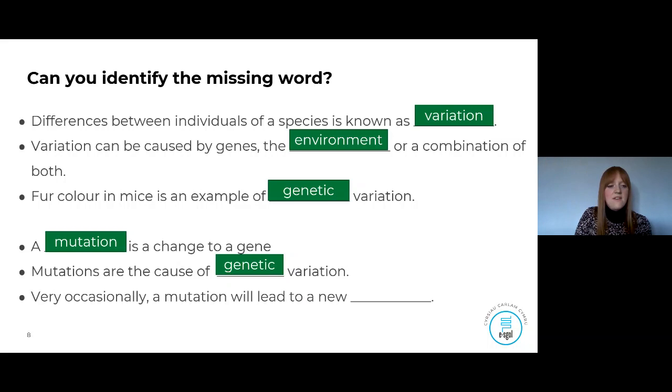And the last one then, very occasionally, a mutation will lead to a new what? What was that keyword that we just used? Remember, we were talking about a visible characteristic, like the peppered moth, light and dark. What do we call it? A phenotype. Okay. All right, if you didn't have a chance to go through those after the session, then you can have another go yourself.